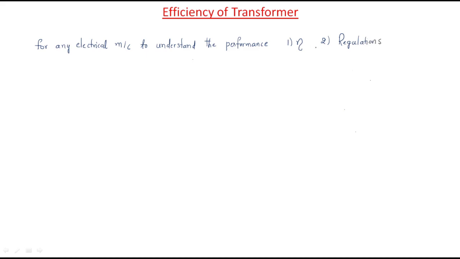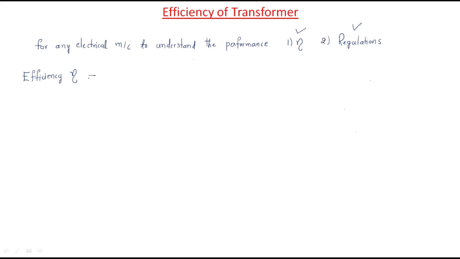These two things decide whether the machine is performing well or has any defects, by observing the efficiency as well as the regulation. In this class, we will discuss the efficiency. First, what is efficiency? Generally, efficiency is represented with the symbol eta.